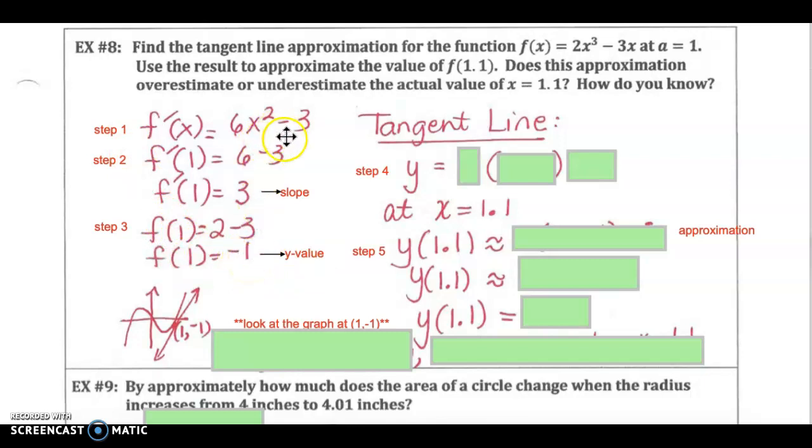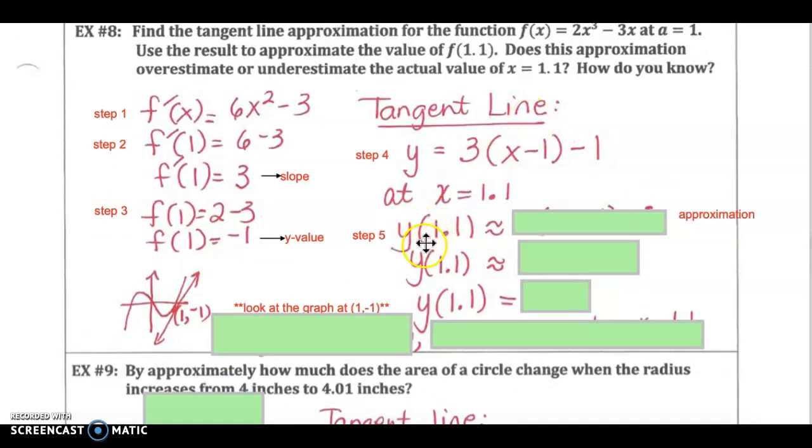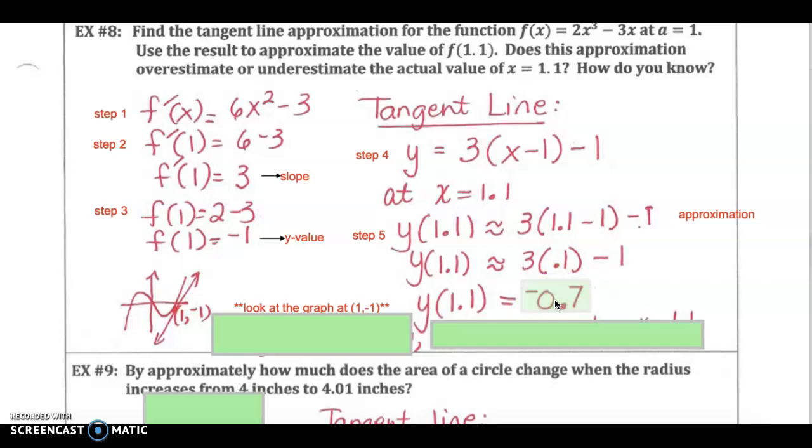So we can use these three things, the slope, the y value, and our x value at 1, to write the tangent line. So slope is 3, and then we have x minus 1. Then this time it's minus 1, because that's our y value. All right, so we want to use that tangent line to approximate the value at 1.1, just like we did in the last example. So we plug it in, and then that is going to give us negative 0.7.